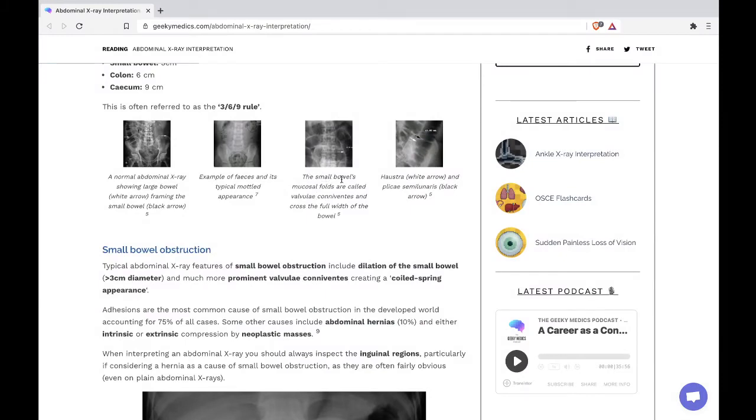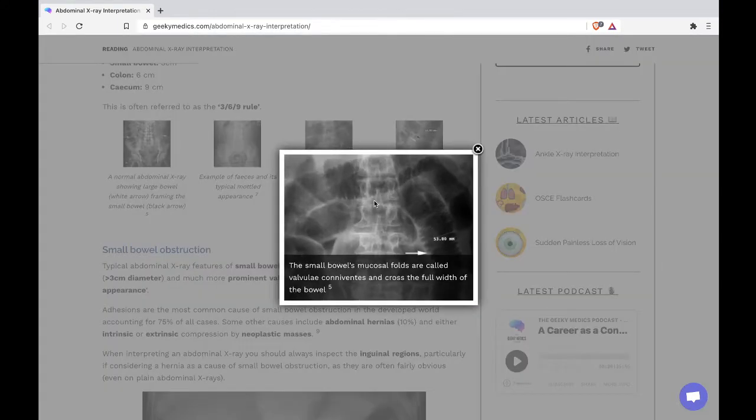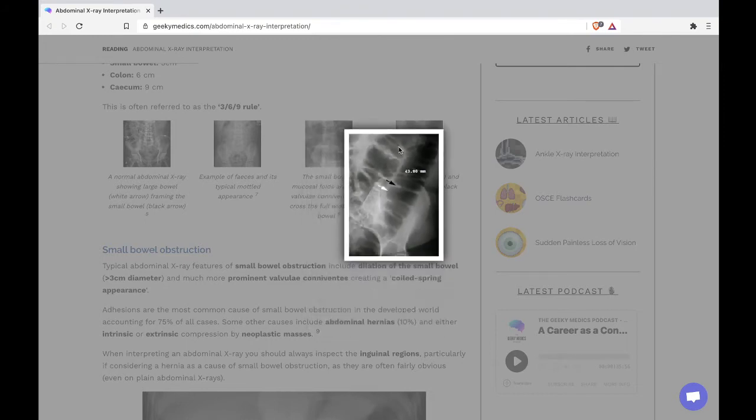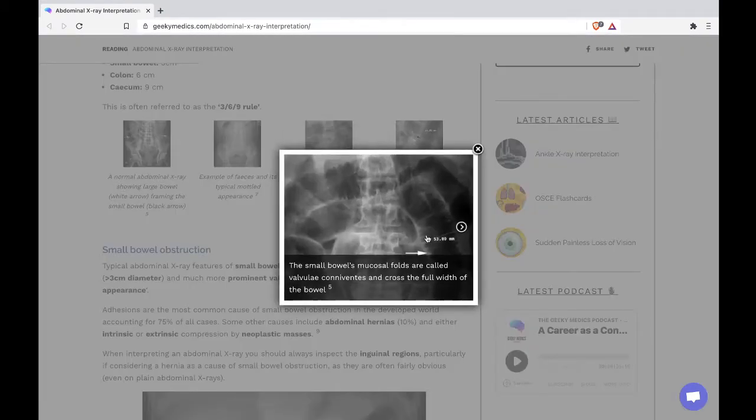This is a picture. The small bowel's mucosal folds are called valvulae conniventes and cross the full width of the bowel. Let's have a look. I can't really see very carefully because this caption is actually blocking. Oops. It's Haustra. Okay. Valvulae conniventes. You see they're close to each other.